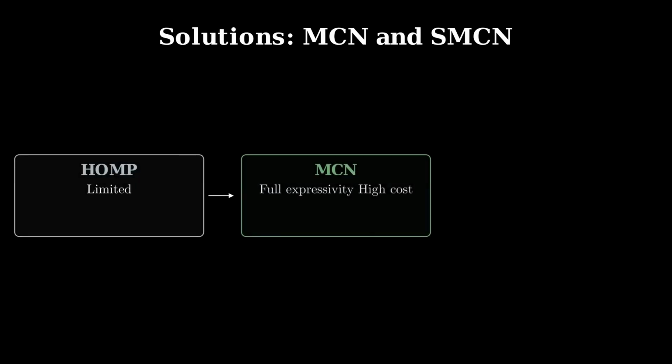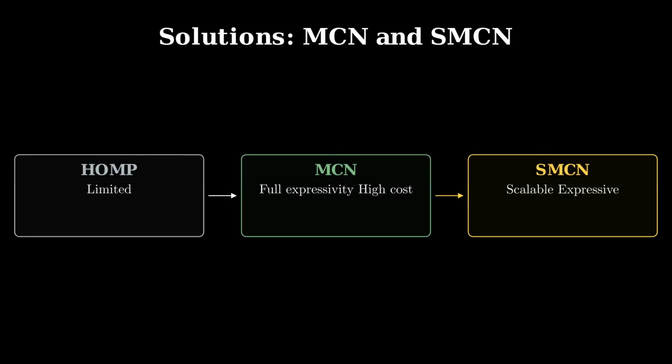To fix these blind spots, multicellular networks, or MCN, achieve full expressivity using ideas from higher-order Weisfeiler-Leman tests. But they are computationally expensive. The scalable variant, SMCN, trades a little expressivity for practical efficiency, and outperforms both HOMP and standard GNNs.